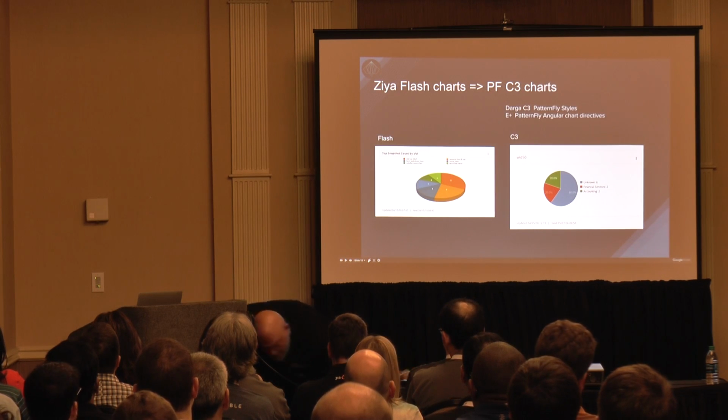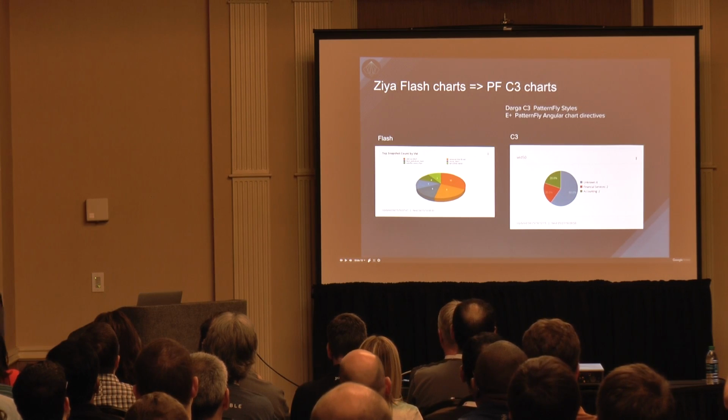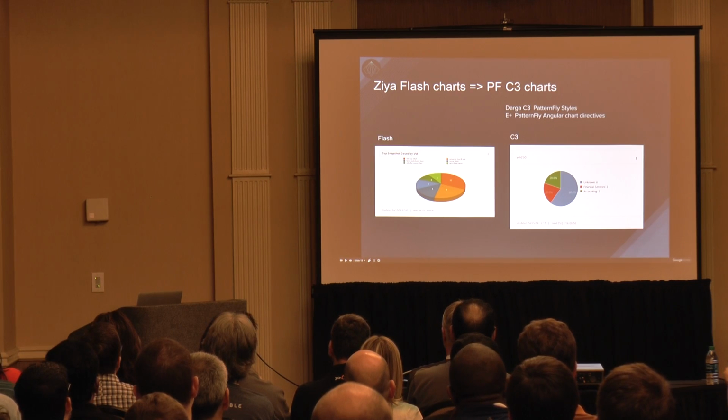We have just replaced our Zia Flash charts upstream with patternfly C3 charts. In Darga, they use patternfly styling. In the yet-to-be-named release, we will be using Angular chart derivatives.